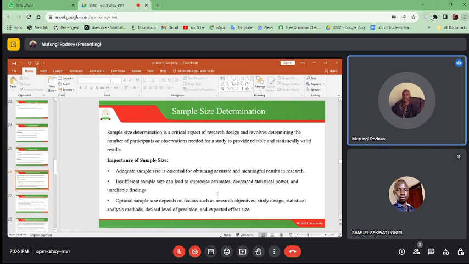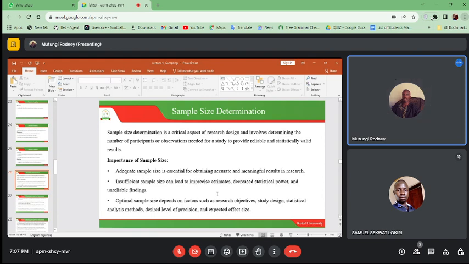So in this case, it will decrease our statistical power. We cannot convince people that from these 10 people, the results that we got, we can use them to generalize to the bigger population of the people that are in Juba. You cannot use 10 people's information to infer or to generalize something that is happening in a very big population. So we realize that optimal sample size depends on factors like research objectives, study design, statistical analysis methods, desired level of precision, and expected effect size.